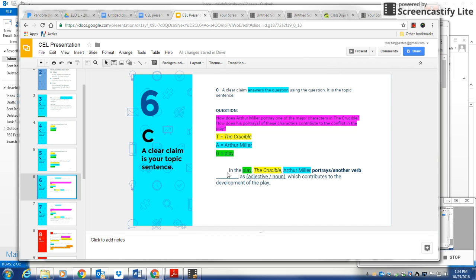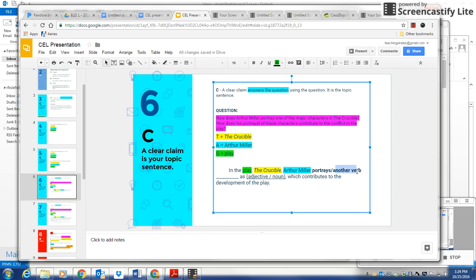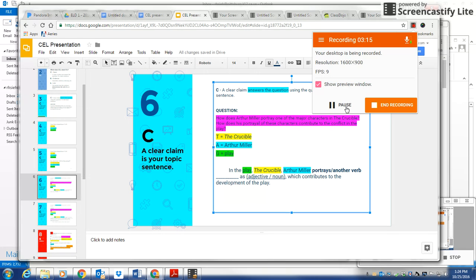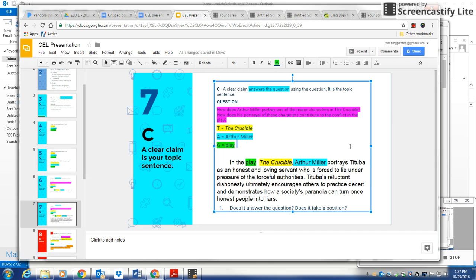So what does mine look like? Let's see. In the play, The Crucible, Arthur Miller portrays, or using another verb such as describes, or depicts, or illustrates, and you'll want to put someone's name here. Tituba, Reverend Hale, Abigail Williams, as whatever. You want to use an adjective here, which contributes to the development of the play. Let me show you what I have in my next part.